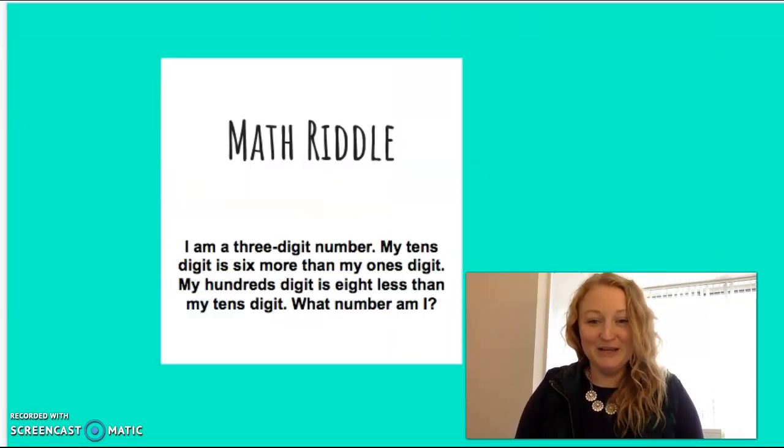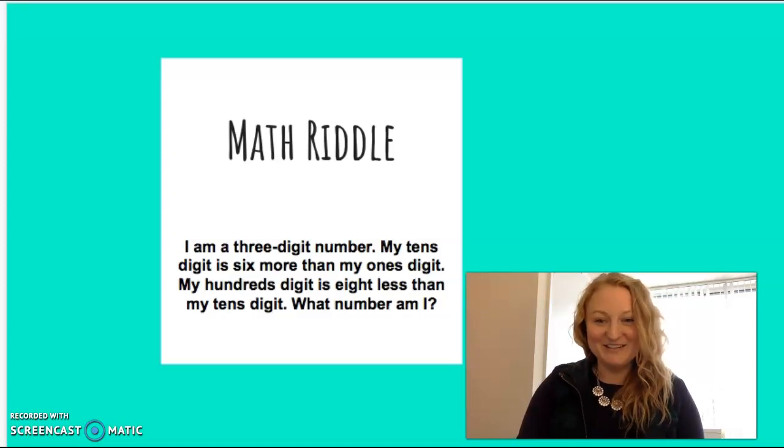Before we get into inequalities and translating them from sentences, I have a riddle for you. Here we go. I am a 3-digit number, 3 digits. My tens digit is 6 more than my ones digit. My hundreds digit is 8 less than my tens digit. What number am I? So go ahead and press pause now. Hold onto the riddle on the screen and grab a whiteboard or a piece of paper or your math binder and see if you can figure out that 3-digit number. All right, press pause and give it a shot.